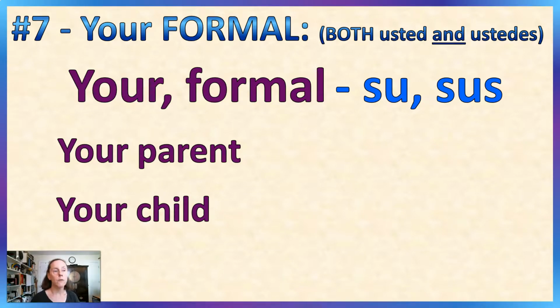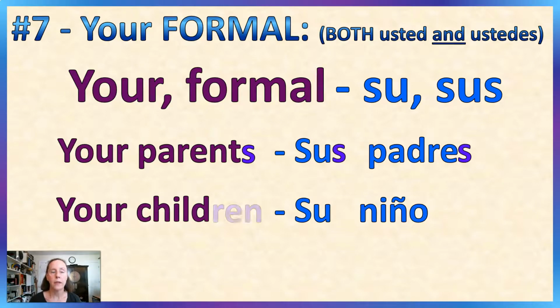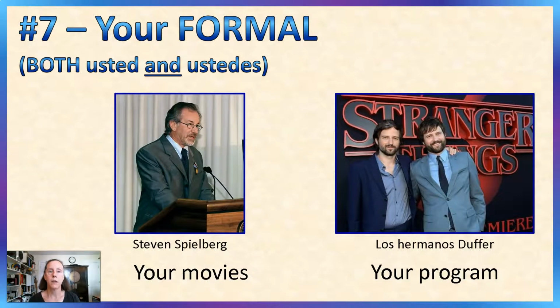All right? So if you were talking to, for example, your friend's parent, and you might want to ask them about their parents, that would be su padre. All right? If you were talking about your child, su niño. If we do the plural, we get sus padres and sus niños. All right? So remember that we're going to pick the adjective based on the owner and then make it agree with the noun. So let's look at these scenarios.